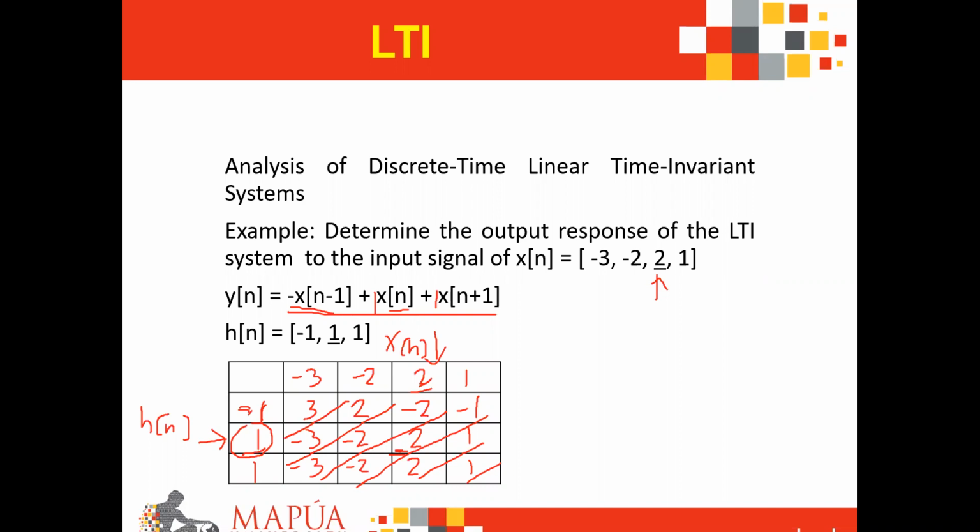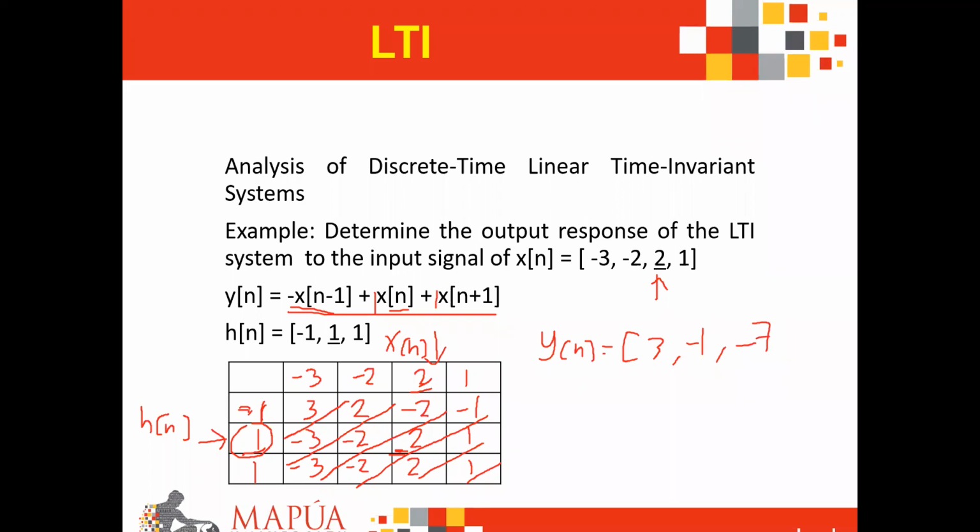So meaning, ang first output natin ng y of n is simply equal to 3. Next, -3 plus 2 is simply -1. Next, -3 plus -2 plus -2 gives us -7.